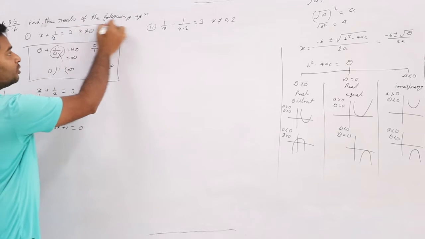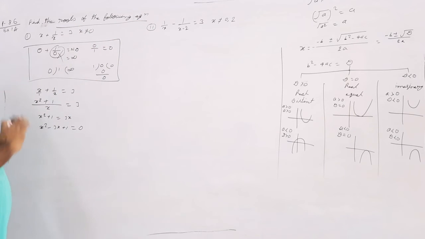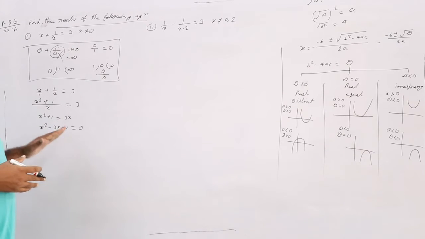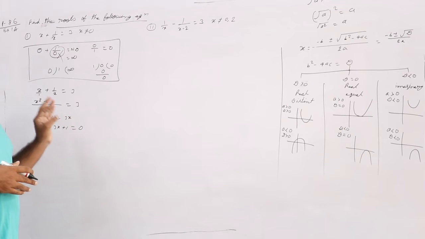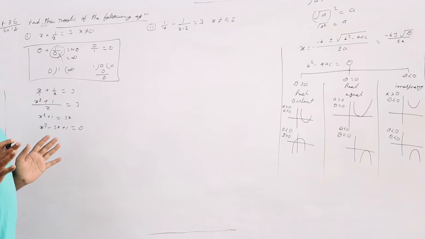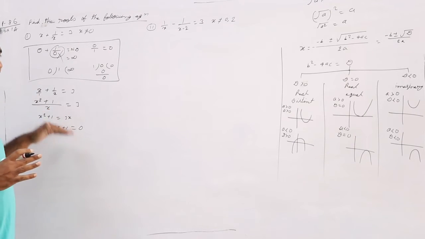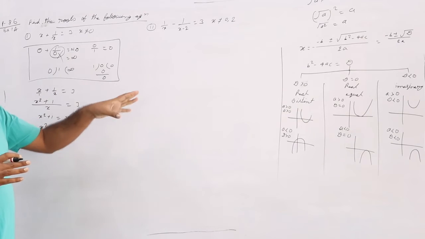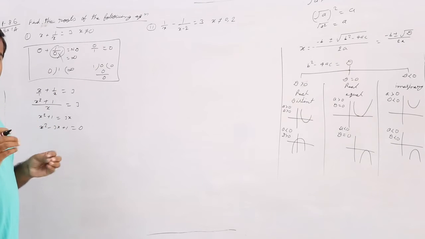In this question, they have not told you to apply the Babaji formula. If they have not told you which formula to apply, you can apply splitting the middle term, completing the square, Babaji, whatever you want; it doesn't matter for us. If they specify, then use that only. Otherwise, whichever you feel easy, apply that one.